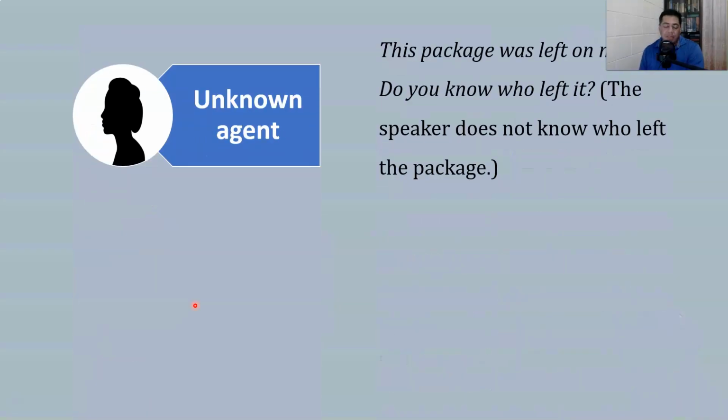Now, if I don't know the agent, of course I'm not gonna use it, right? This package was left on my desk. Who did it? Who left it on your desk? I don't know, so don't say it. I'm not gonna say this package was left on my desk by someone. Of course someone did it, but because I don't know who that someone is, again, it's not conducive to transmitting the message, so I'm not gonna use it, right?